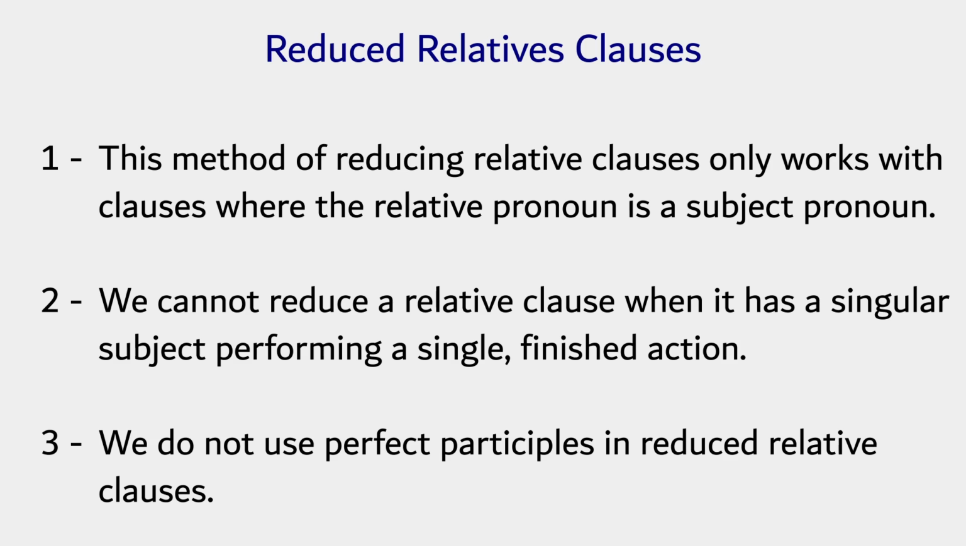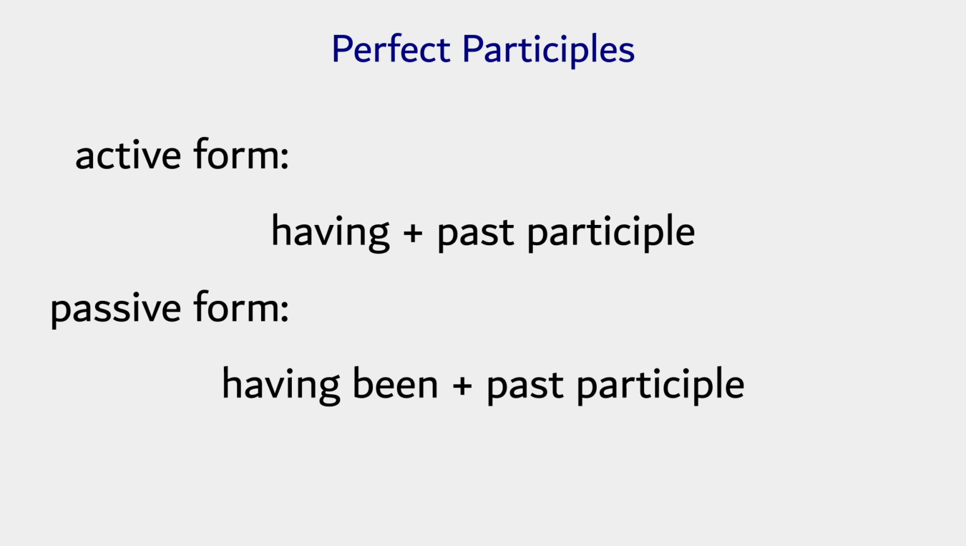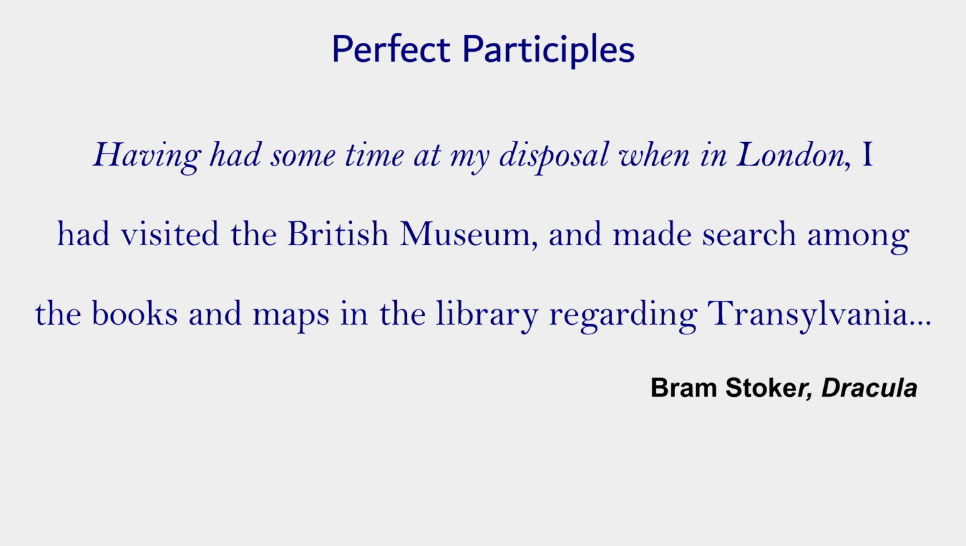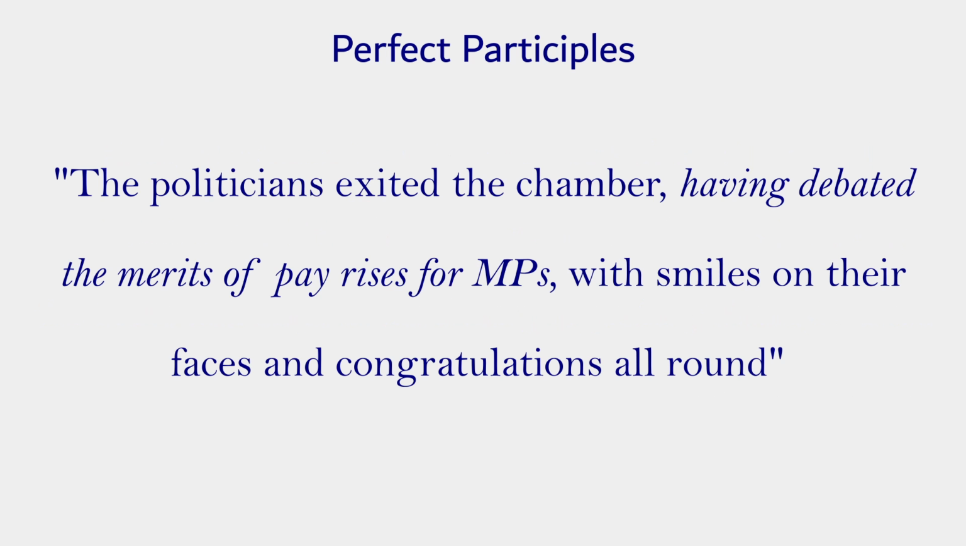And lastly, we don't use perfect participles in reduced relative clauses. If you don't know, a perfect participle is a combination participle made of the word having plus a past participle. As I'll explain more in my next video, clauses that use a perfect participle actually have an adverbial meaning to show either the cause for something in the main clause or a preceding action to the events in the main clause. But more on that later, okay?